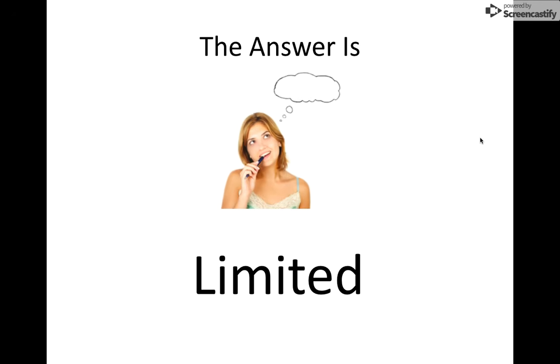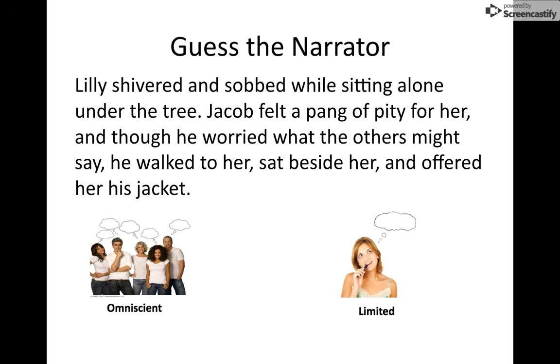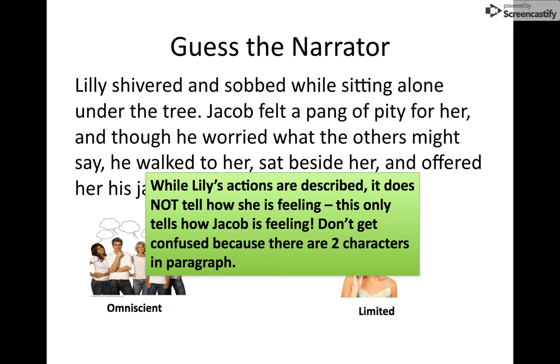The answer in this case, it is limited. It is limited because what you see here is that Lily's actions are described. She's shivering and she's sobbing, but it does not tell us how she is feeling or what she is thinking. This only tells us how Jacob feels, that pang of pity. So just because there were two characters in this paragraph does not mean this is an omniscient narration. This is third person limited because we only know how Jacob is feeling.